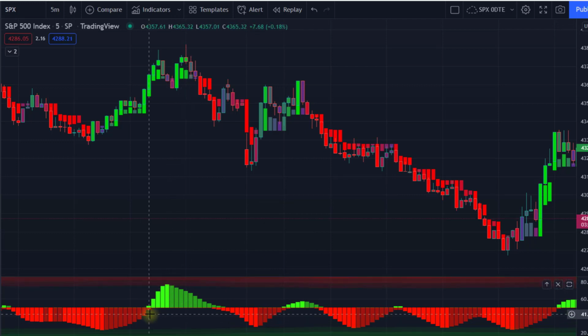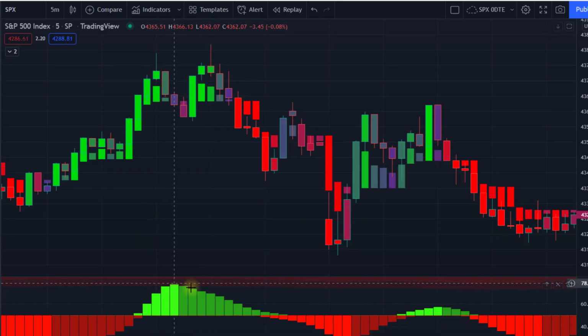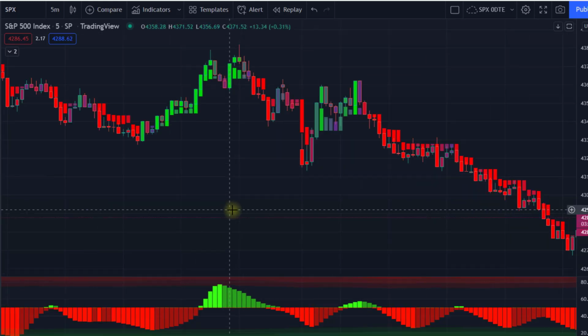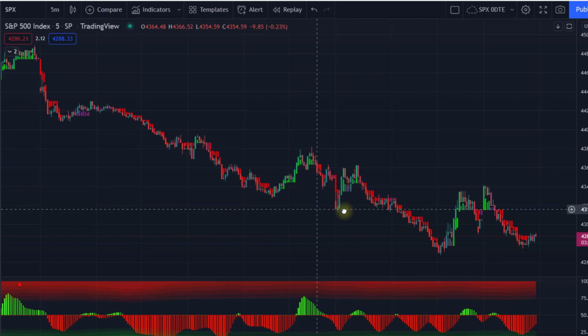And so you can see here when the market was going up and the oscillator turned green, you can see this kind of shaded area. It's sort of shaded red. It's very light here. Let me zoom out a little bit. It's a little bit easier to see.